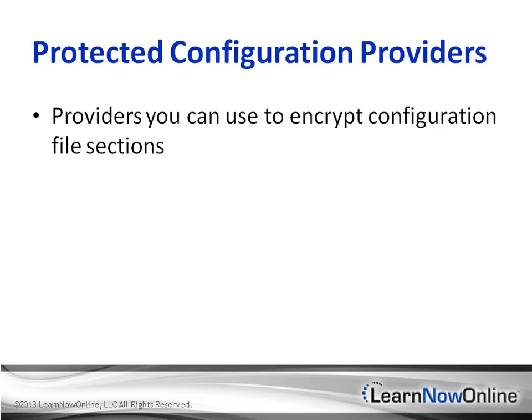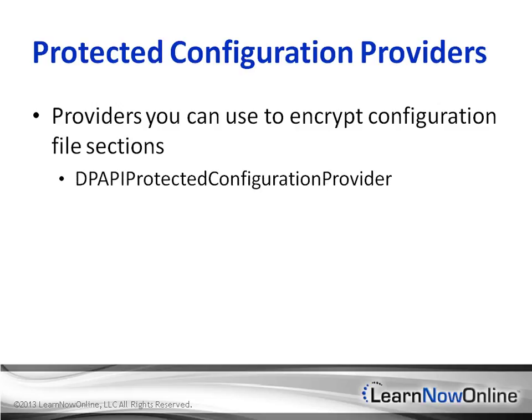The .NET Framework includes two protected configuration providers that you can use to encrypt sections of a configuration file. The first is the DPAPI Protected Configuration Provider, and this uses the Windows Data Protection API, or DPAPI, to encrypt and decrypt configuration sections. This provider uses a machine-specific key that can be used only for configuration files located on the same computer. This is useful for standalone servers, but provides less scalability than the RSA Protected Configuration Provider.